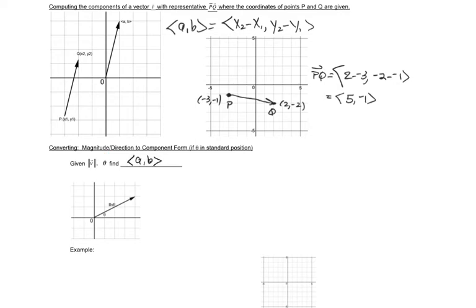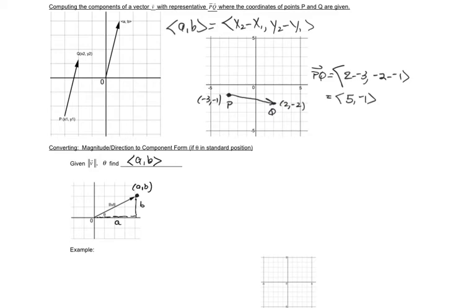So magnitude and direction to the components. If I wrote this as the point (a, b), and I drew horizontal and vertical here, so this would be A and this would be B, then we can find the relationship between A and B, the magnitude of V, and theta just using our trigonometry.